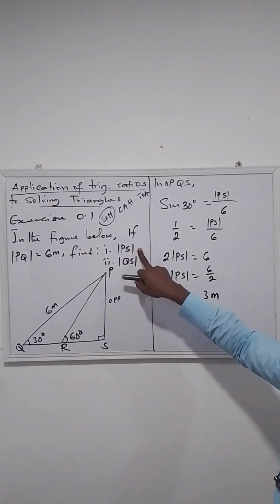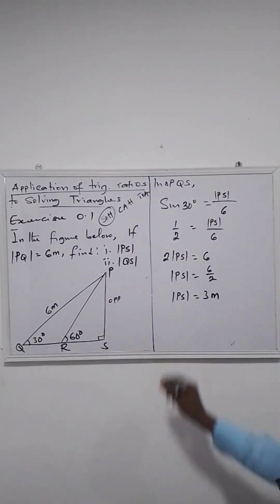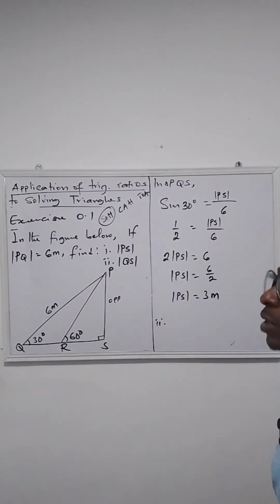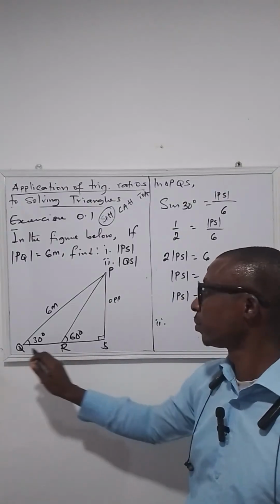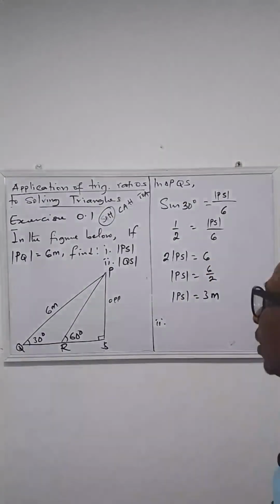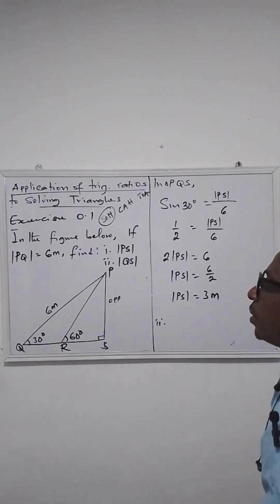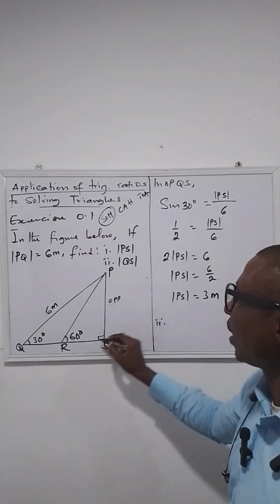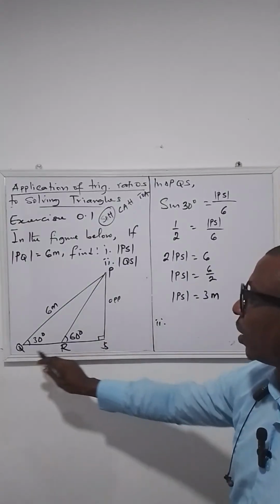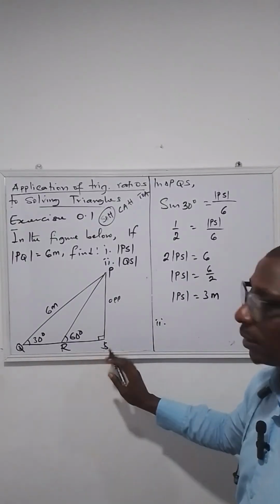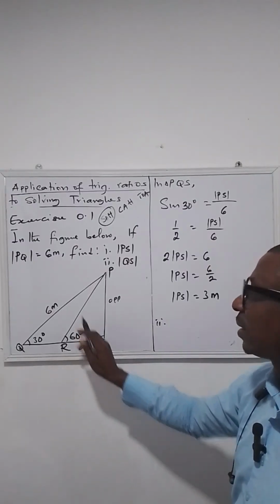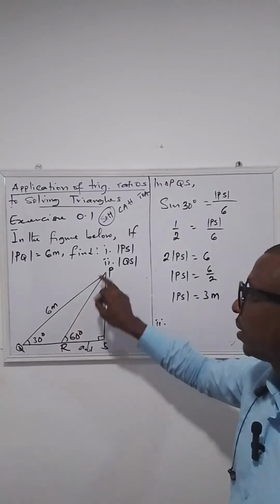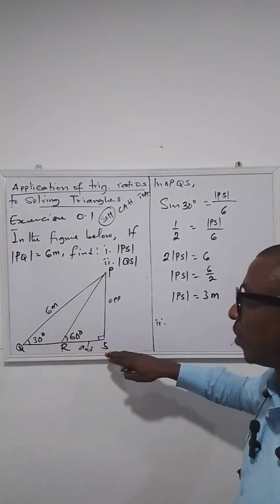So we have gotten PS. Now let's look at the second task. QS. We want to get QS. Now, very easy. Now, to get QS, I will consider this bigger triangle again. So QS is adjacent. So that means I have adjacent. I can connect adjacent and hypotenuse. This side is given. This is the side I'm looking for.